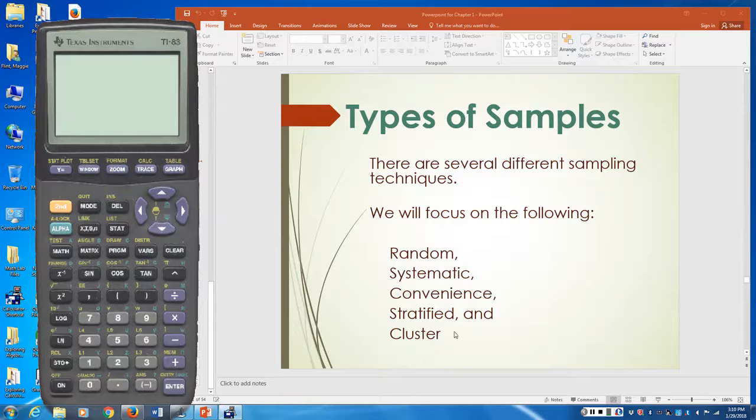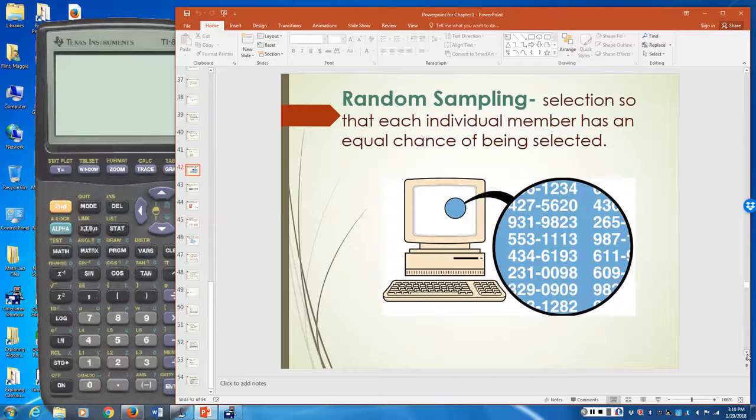Then we're going to talk about stratified and cluster samples, and they're listed last and listed together because they have some commonalities that if we aren't careful in learning how to take those, you're going to be confused about which is which. So we'll begin here by talking about random sampling.